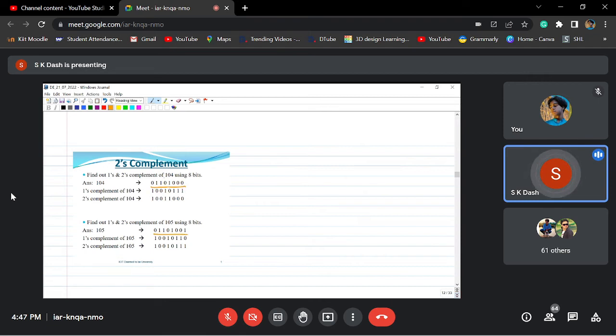Okay. 2 numbers are given, 104 and 105. First verify, is it correct? 01101000. Is it the same as 104? 104 is how much? 64 plus 32 plus 8. So if you add these numbers, you will get 104. For 105, what will happen? Only this 0 will change to 1. This will become 105.